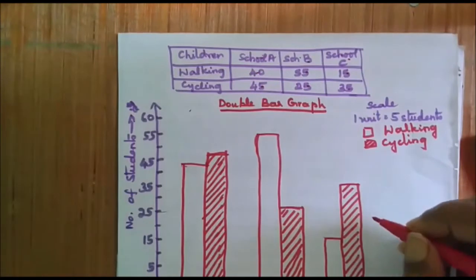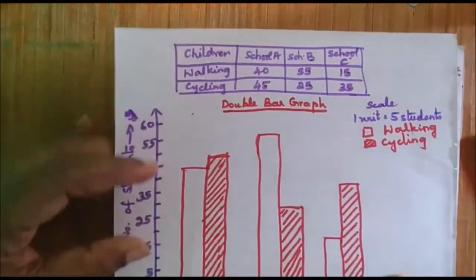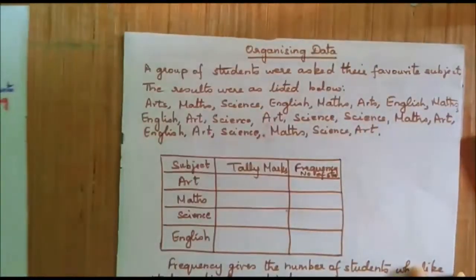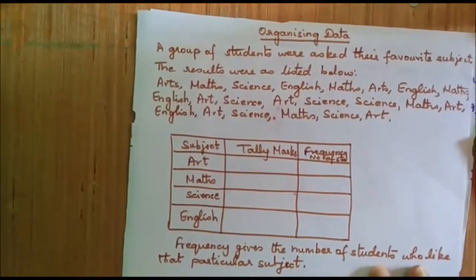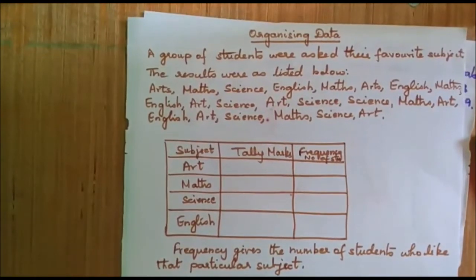Okay students, so that is all for this double bar graph, right? Now we'll go to the next topic. Now we learn in this how we organize data. What do you mean by organize them? That is, arrange them in a meaningful way.